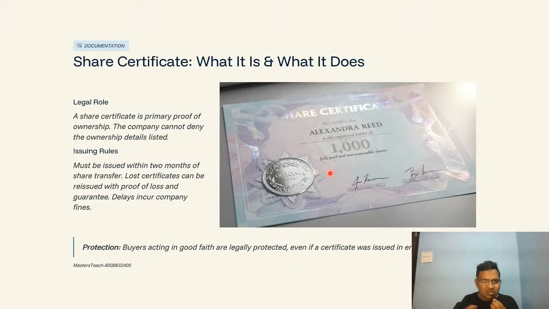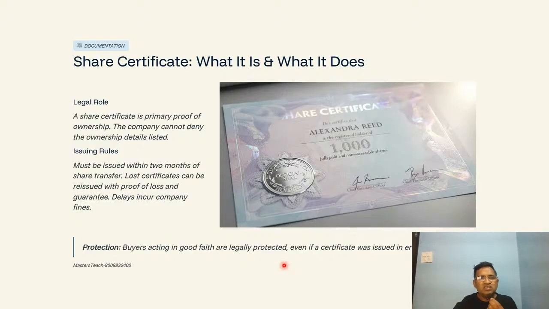Issuing rules: if the shares are transferred, the share certificate must be issued within 2 months. If the share certificate is lost, it can be reissued with proper proof. If the company delays issuing, then SEBI will take action. Protection: buyers acting in good faith are legally protected, even if the share was issued on errors or fraud. If something is missing, intentionally or not, SEBI will look after it.